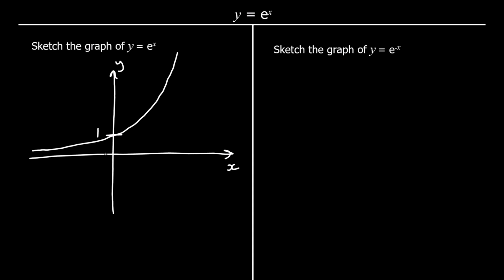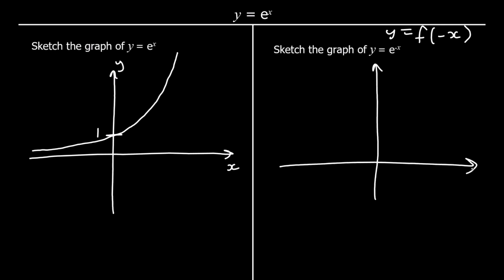See if you can have a go at sketching the graph of y equals e to the power of negative x. So what's the transformation that's happened? The x's have become negative x's. That's the same as f of minus x. So our positive x's become negative. Our negative x's become positive. So our graph looks something like this. A reflection, a flip over the y-axis.